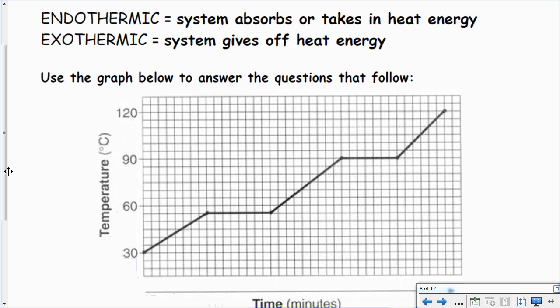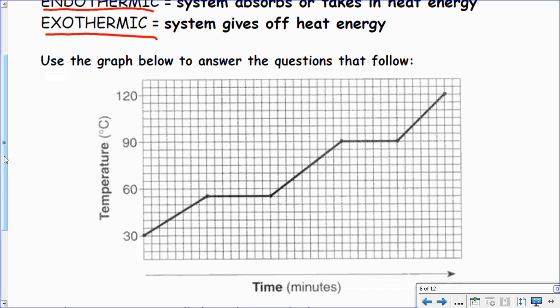So two very new vocabulary words. We have endothermic and we have exothermic. Endothermic, we're going to absorb heat. Exothermic gives off heat. So exit. Exothermic, heat is exiting the system.